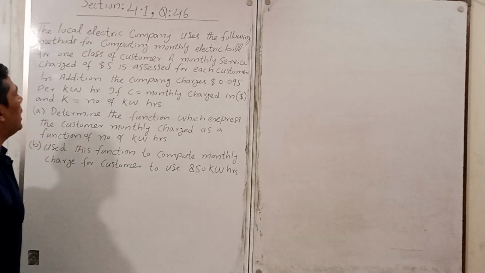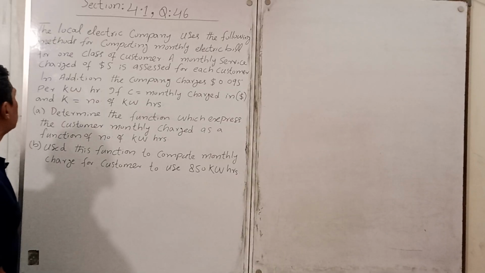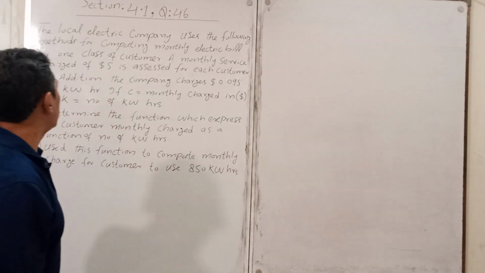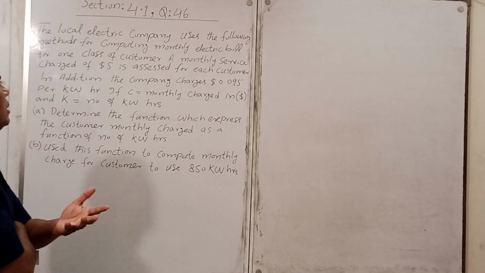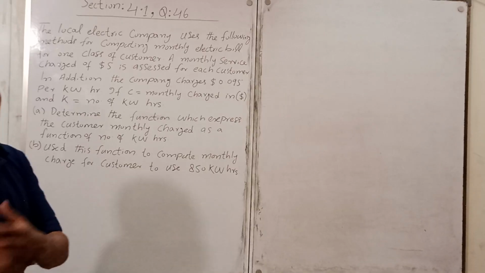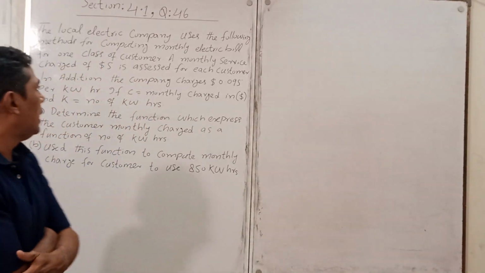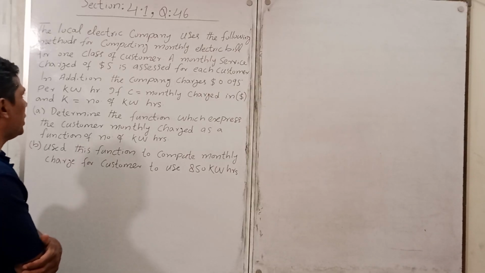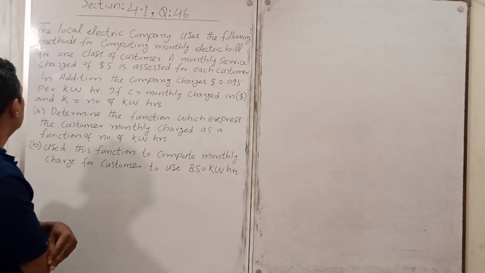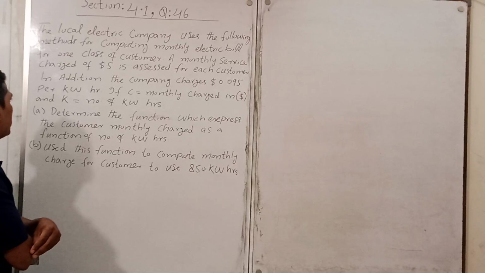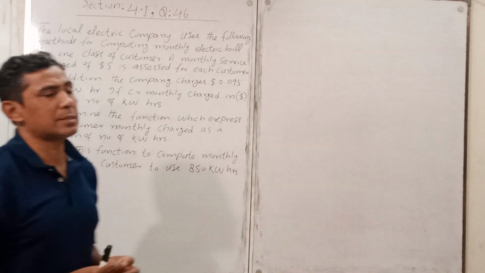The local electric company uses the following methods for computing monthly electric bills for one class of customer. The objective of this question is that the local electric company uses monthly electric bill methods for one class of customer, and a monthly service charge of $5 is assessed for each customer, and in addition the company charges $0.095 per kilowatt hour. What does this statement mean?